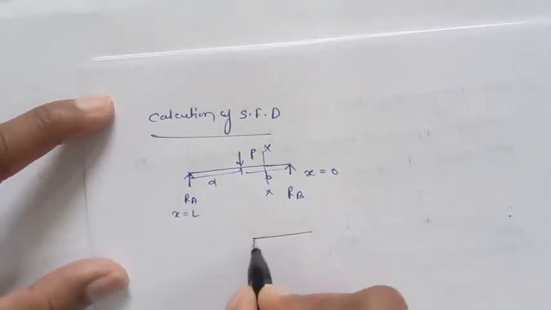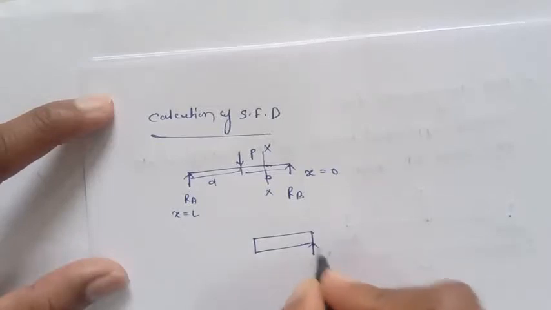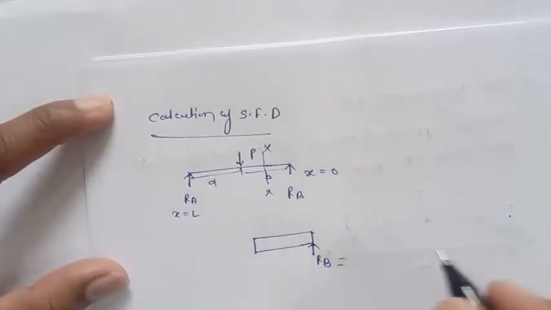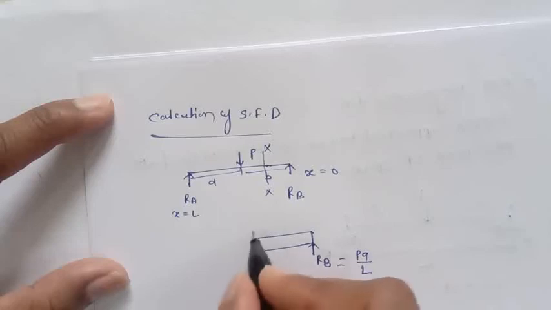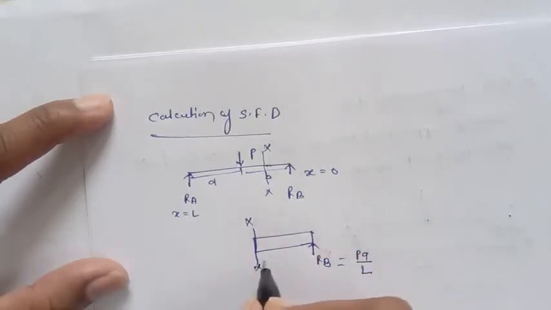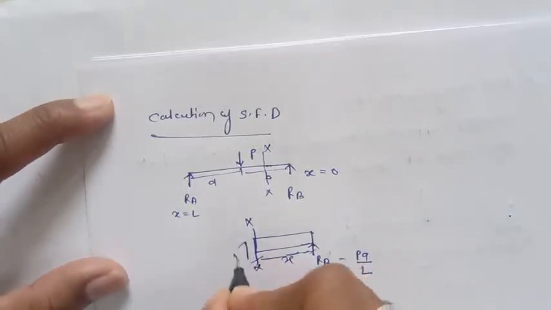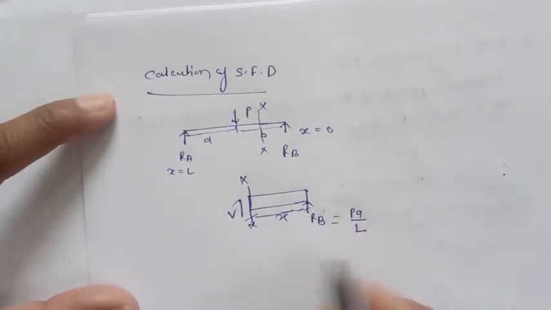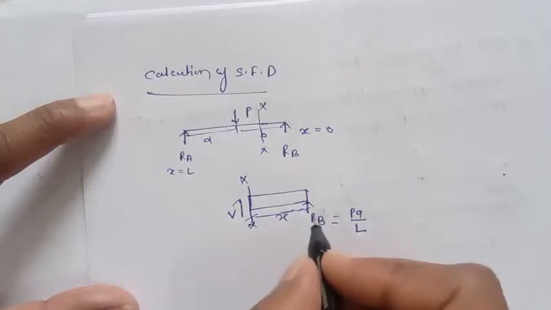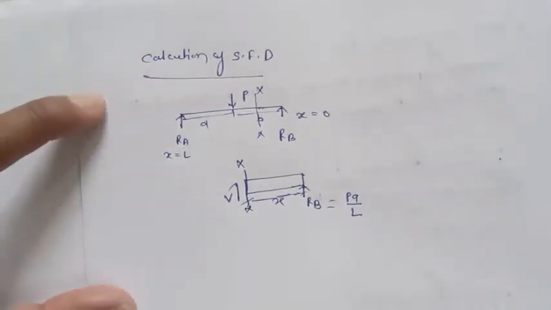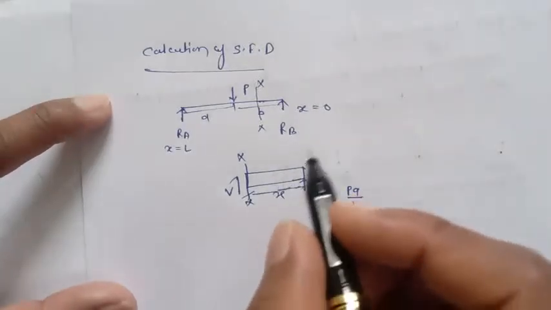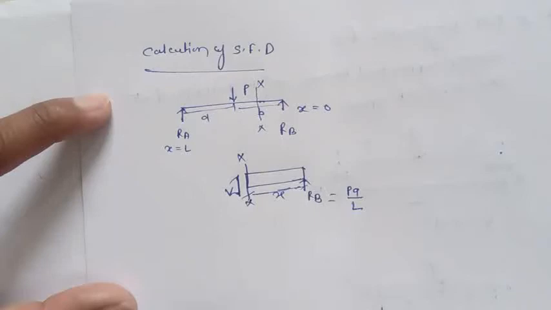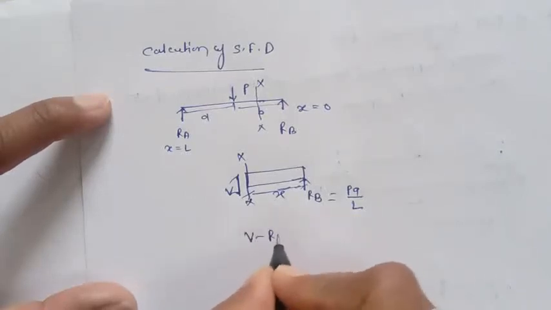If I take this section where only RB is present, the value of RB is PA by L, and I am taking the section XX up to X. This is the shear force V. The upward force I take as negative, so the shear force will be downward because RB is upward. So V minus RB equals 0.